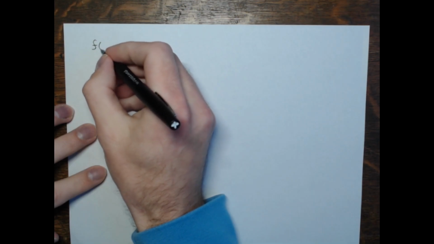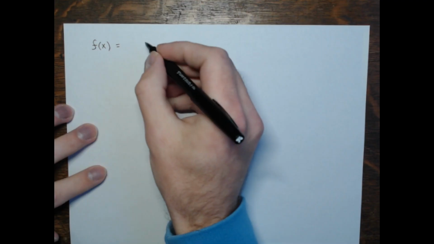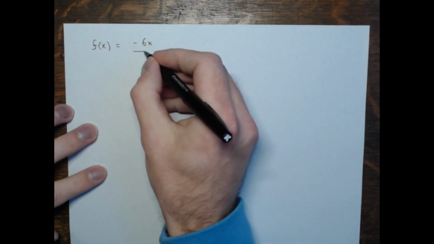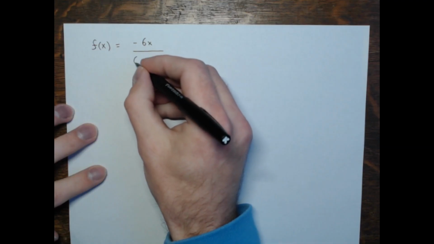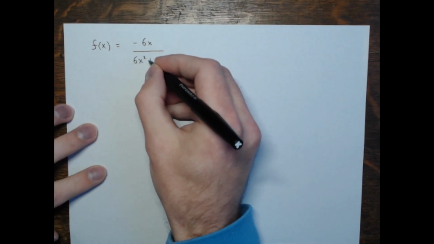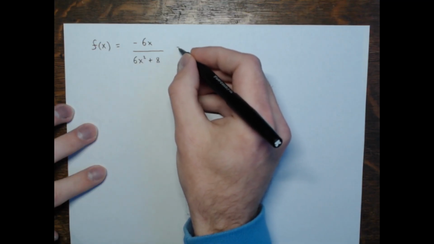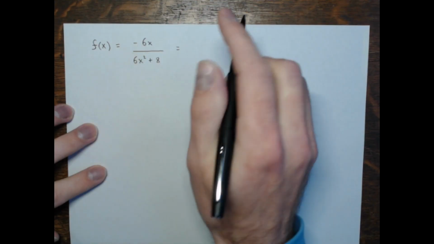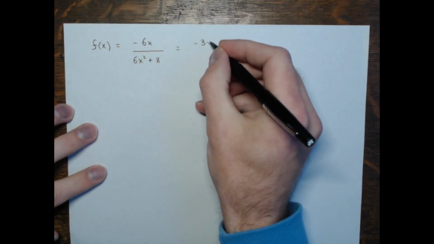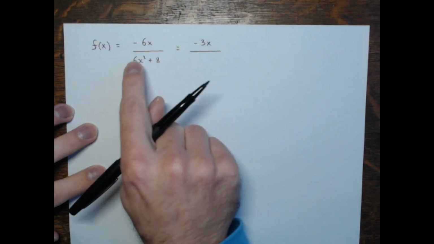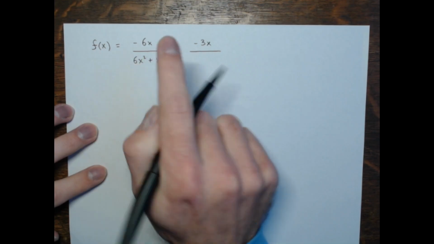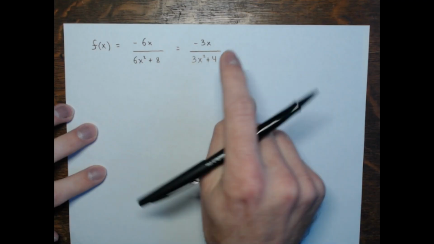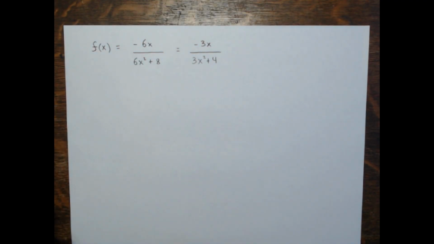So the function we're given this time. We have a rational function, right? I'll just put the negative in the numerator. -6x divided by 6x squared plus 8. Which actually, I'm going to simplify a little bit. You can factor a 2 out from these, and 2 goes into 6 3 times. So this will simplify to -3x in the numerator. And if I factor the 2 out down here, it would be 3x squared plus 4. Okay, just to look at smaller numbers.